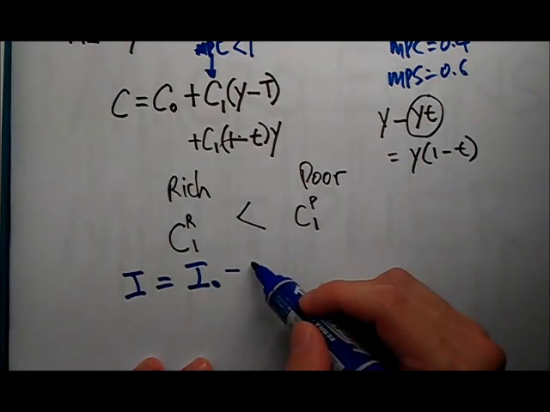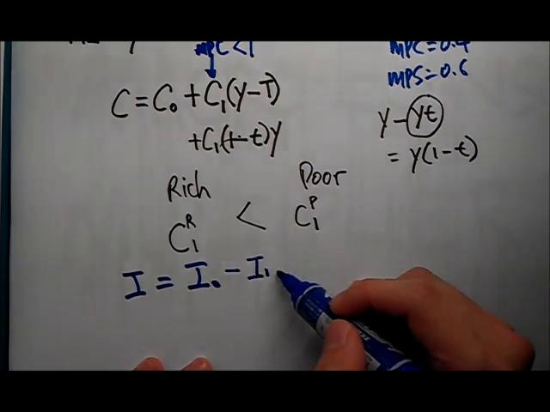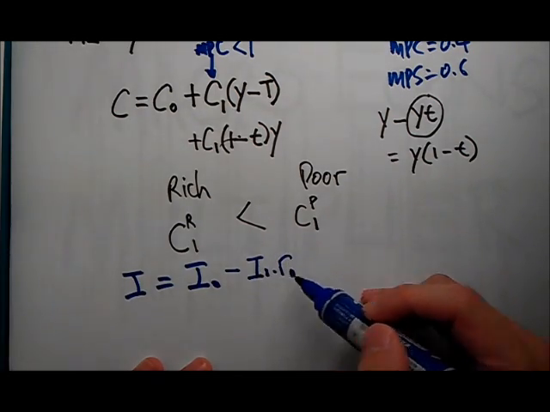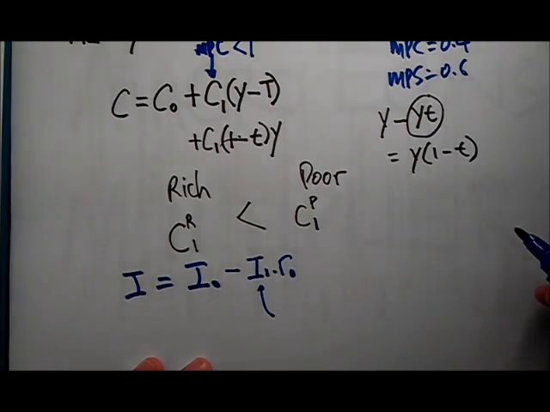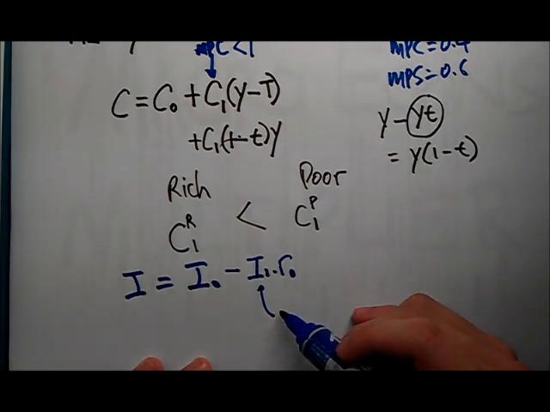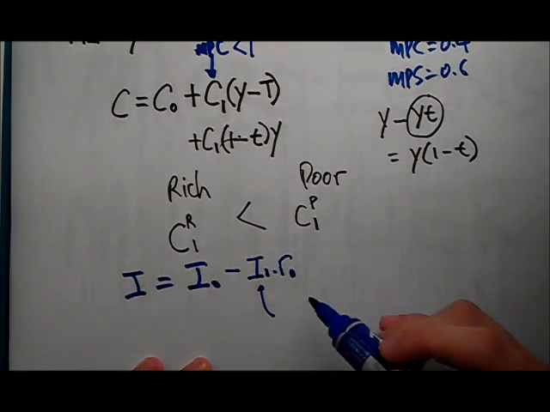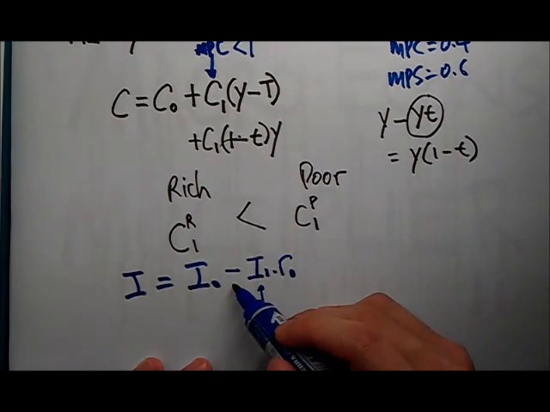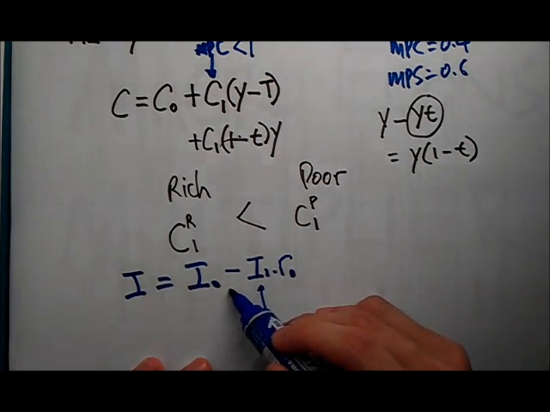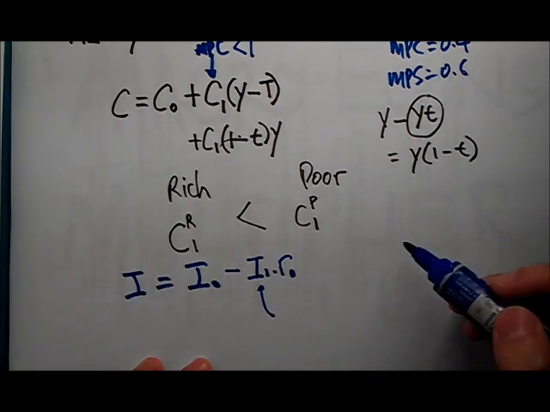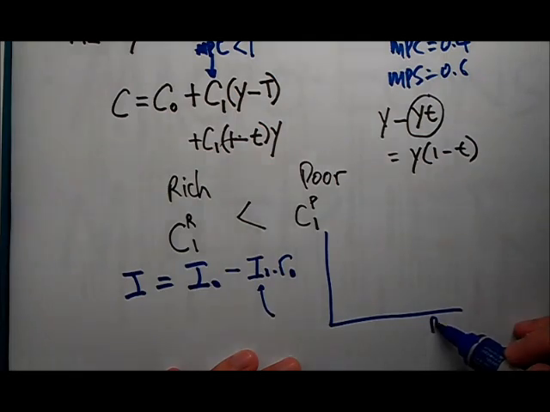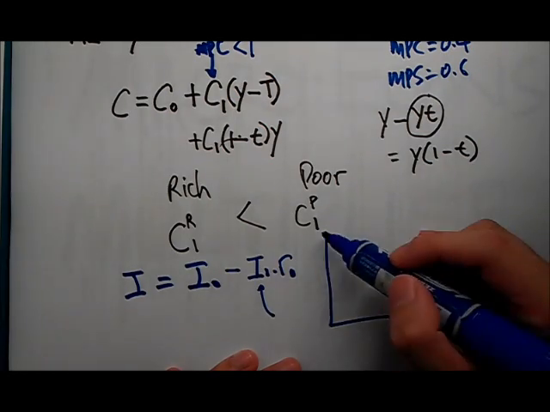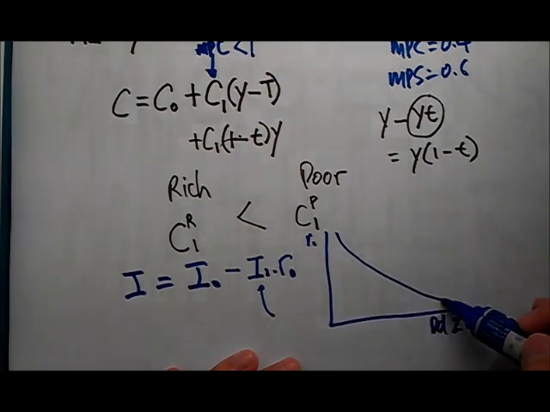And then we minus I1 multiplied by the interest rate. Now this is the sensitivity of investment at any given level of interest. The reason why there's a minus sign here is because there is an inverse relationship between the demand for investment and the interest rate. Basically it's a downward sloping curve.